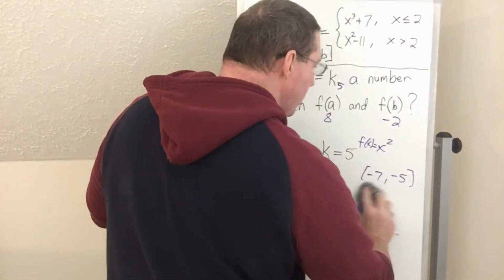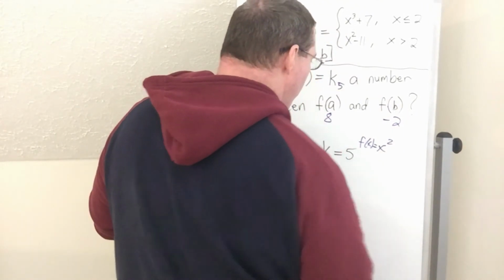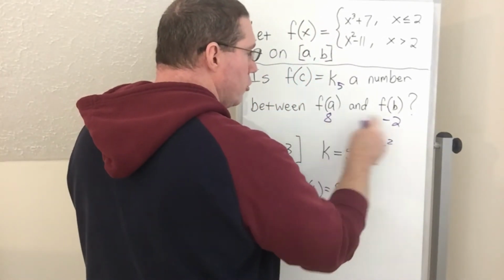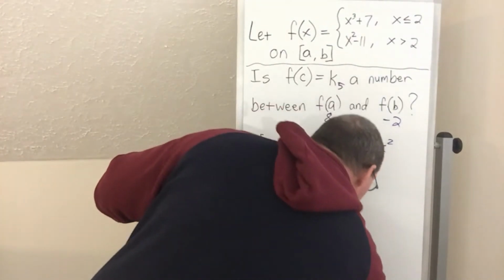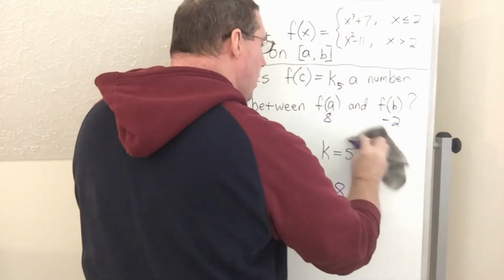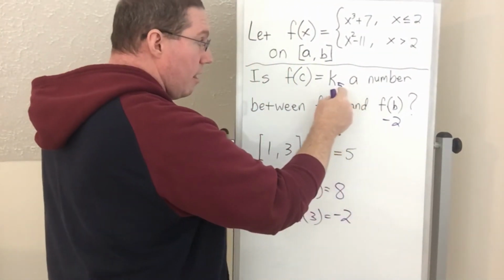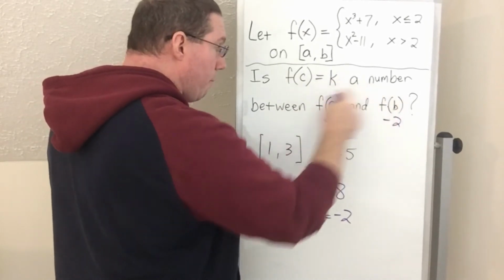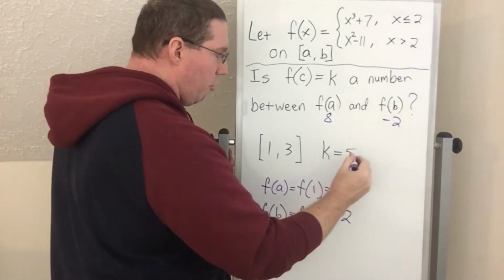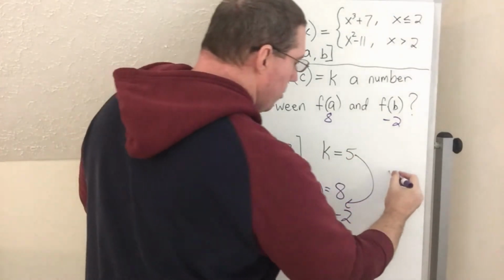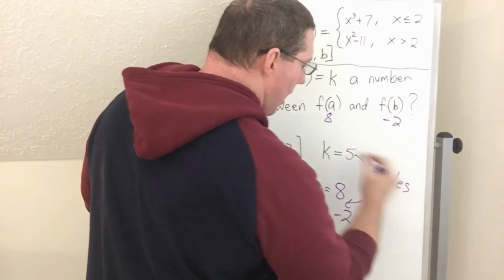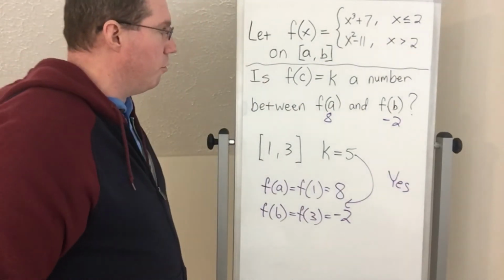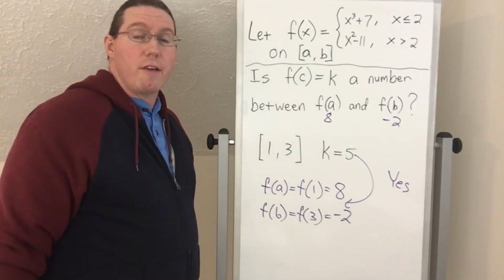So this is okay. So we do not care whether it's going from smaller to larger or larger to smaller. All we care about is the value k, which is 5 in this case. Is that a number that's between 8 and negative 2? And it is. And so we would say yes, 5 is between 8 and negative 2. Okay? All right, let's do another example.